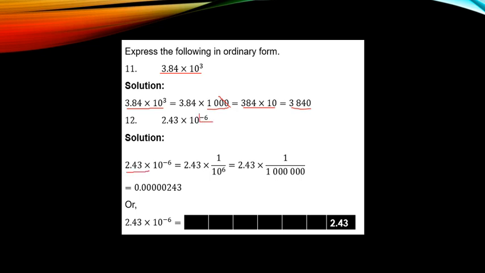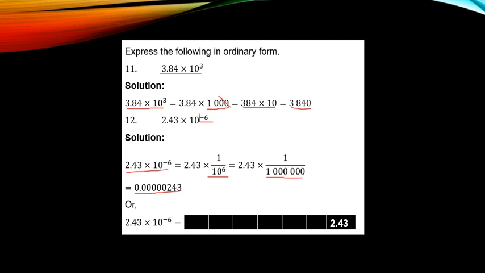Example 12. Because the power is negative, you know that this number is less than 1. So we have to convert it from negative power into inverse form. You express it in this form, and 10 power 6 means 1 over 1 million. So if you divide 2.43 by 1 million, you have this result.